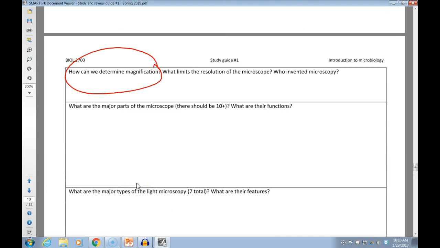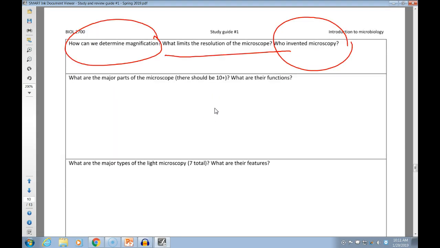That's how we can determine it, we just talked about it. What limits the resolution of the microscope? The wavelength. Who invented microscopy? Anthony van Leeuwenhoek. Major parts. Now, this is sort of a review for you. Like if I ask you, what is the function of, I don't know, the iris diaphragm? Regulate the amount of light that falls on the specimen. It's probably the only one that is kind of hard.